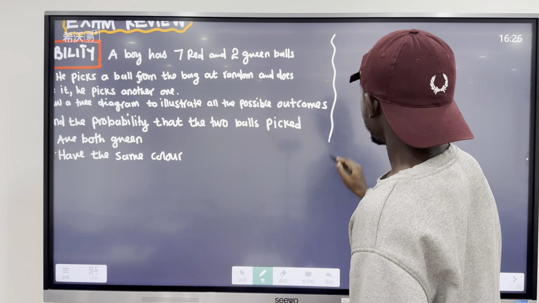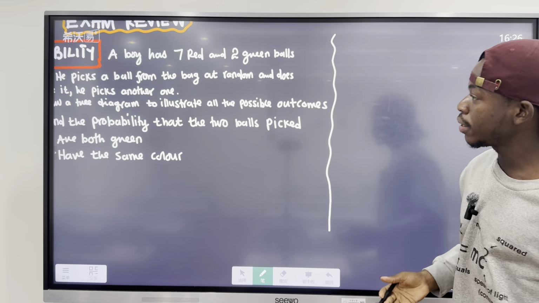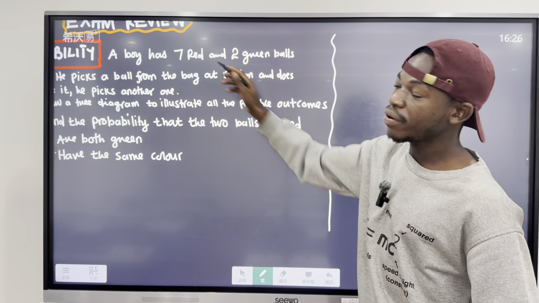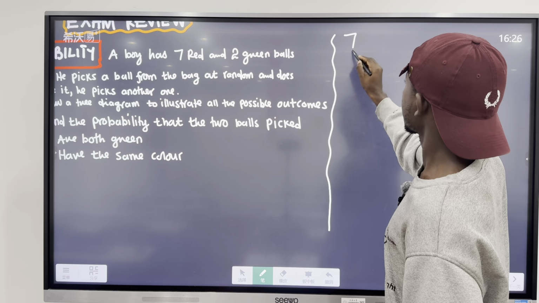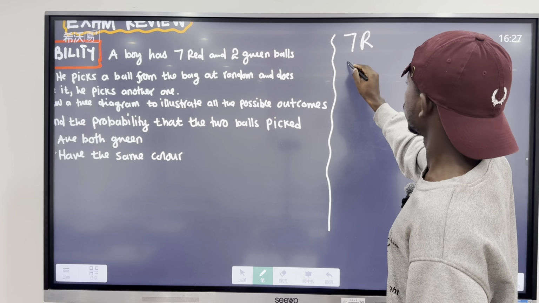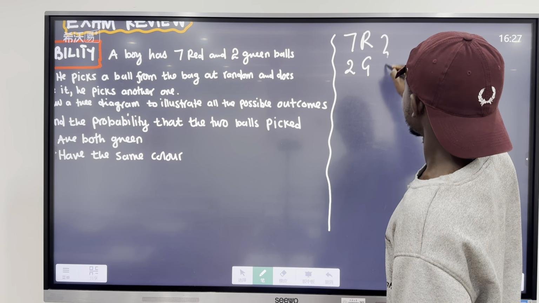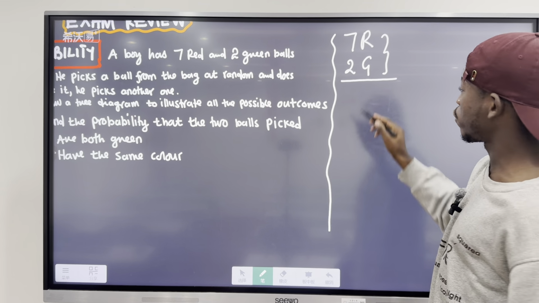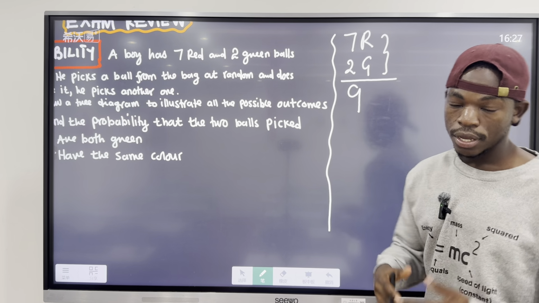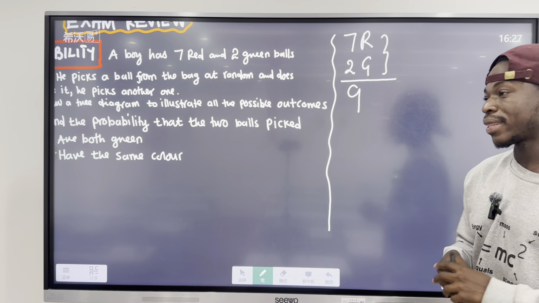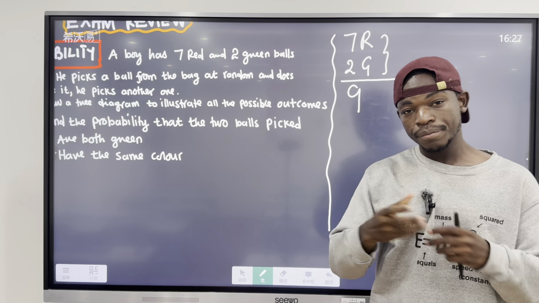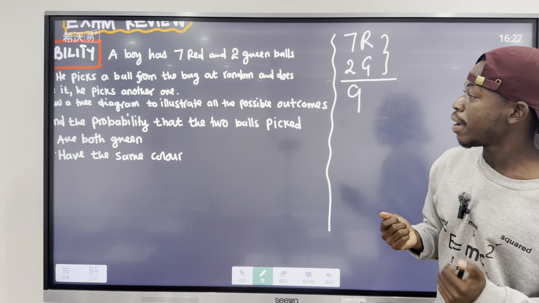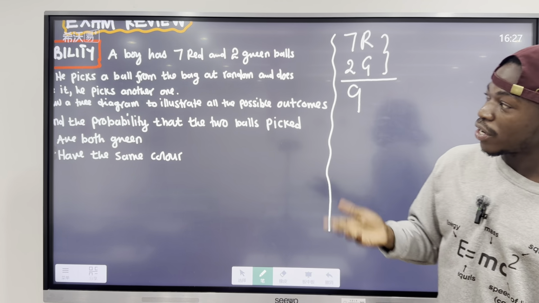Let's collect the data. What we know is that we have 7 red and 2 green. Then in total, you can see that in this bag, we have a total of 9 balls. Then this person picks at random. So it's a random experiment.